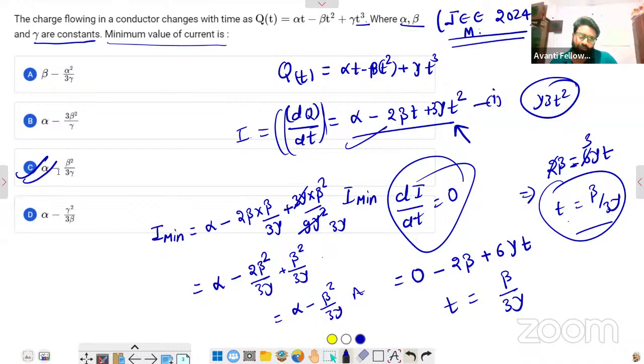JNV Gadag is saying explain once again. Look, first of all, the expression of charge is given to us. Let me use a highlighter here.